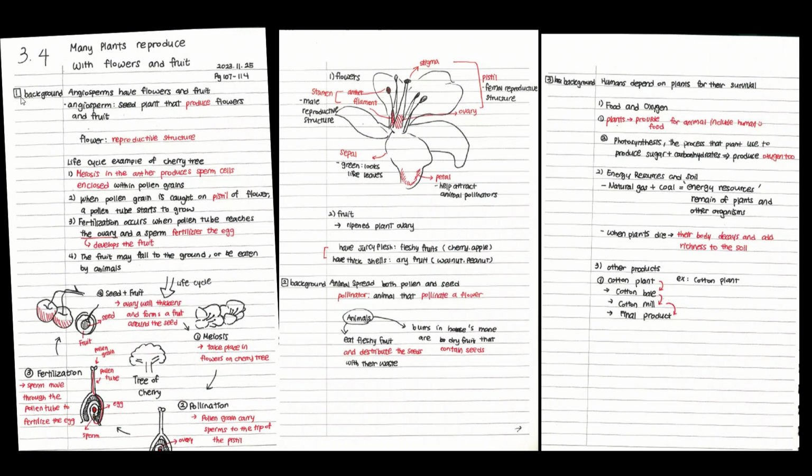So it says 1, background. Angiosperms have fruits, flowers and fruit, and then it's giving me some information underneath there. Life cycle example of a cherry tree, more information. These are the subheadings in the book. So this book gave some subheadings. These subheadings were copied from the book to help structure this student's notes.